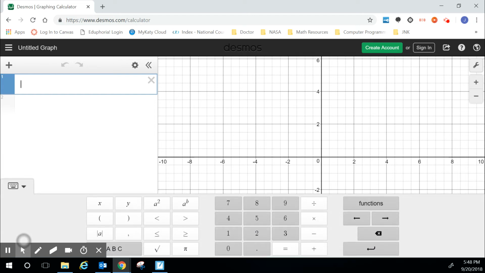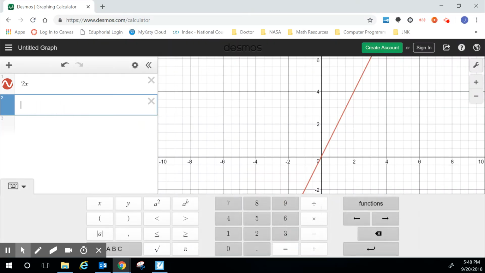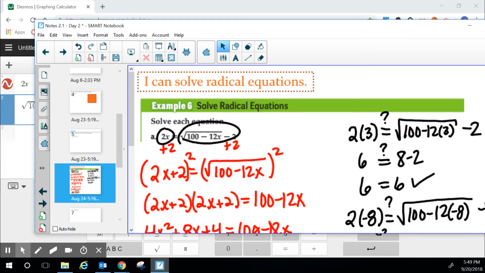Oh, Desmos likes to give you trouble whenever I make these videos. 2x. And then on the right-hand side, we've got the square root of 100 minus 12x. So the square root of 100 minus 12x, and then outside the square root, we have minus 2.